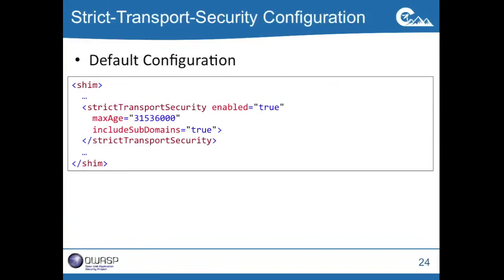Oh yeah, I forgot, default configuration, secure by default. So basically, strict transport security is enabled, the max age is a year, and it includes the subdomains. So basically, it's going to cover your entire domain paths and everybody underneath it.